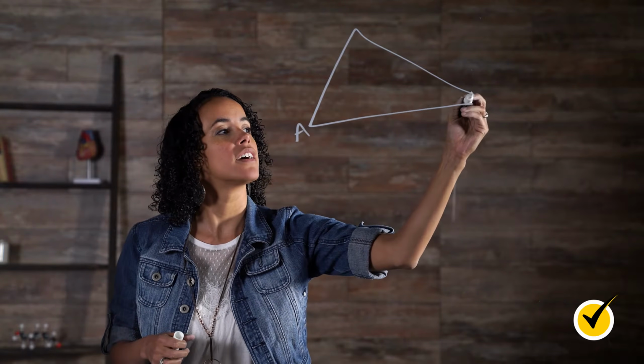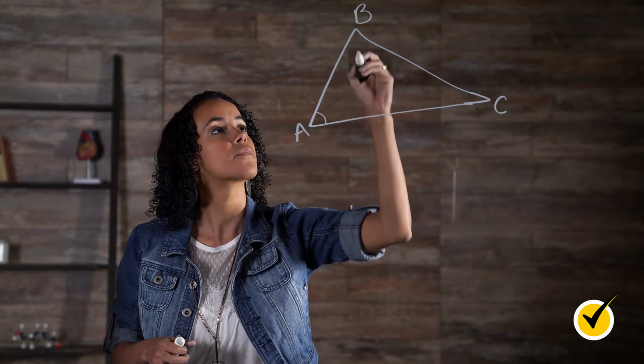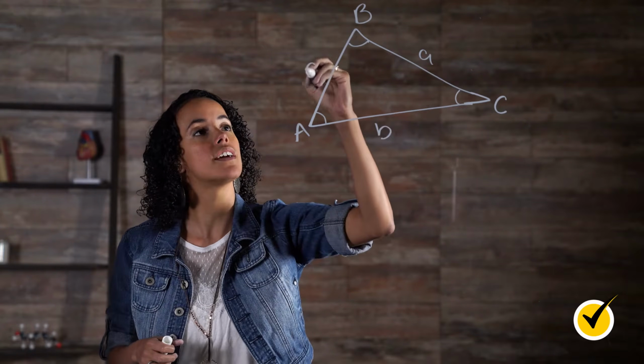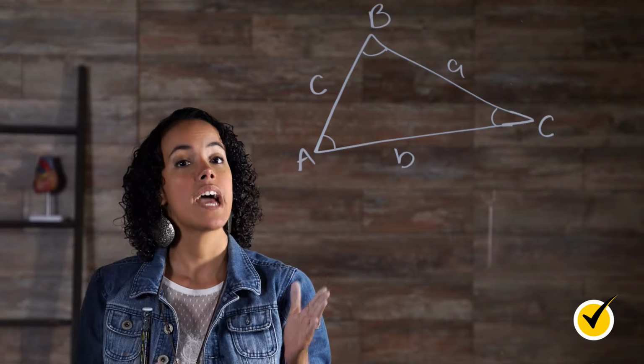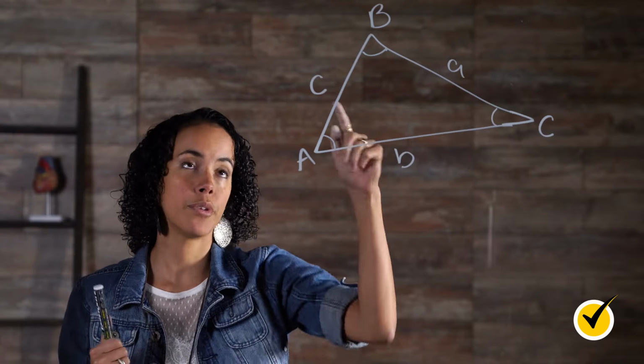Here's a triangle we'll call triangle ABC, with sides a, b, and c. Notice how angle A is opposite side a, and how it's the same for B and C.